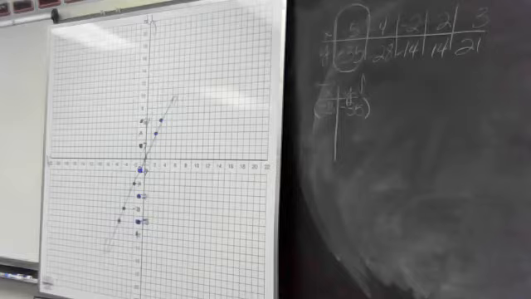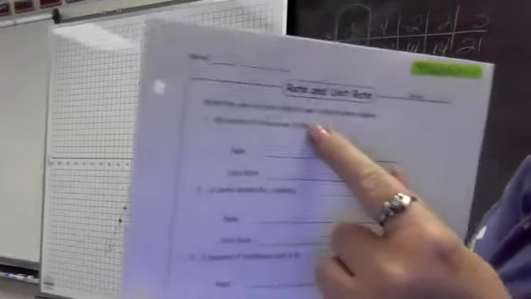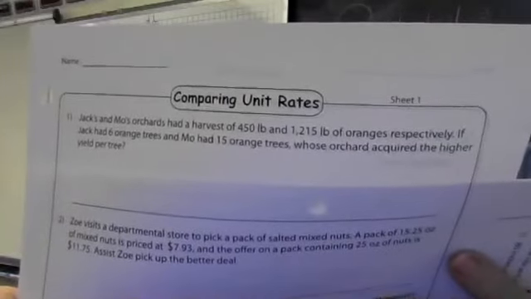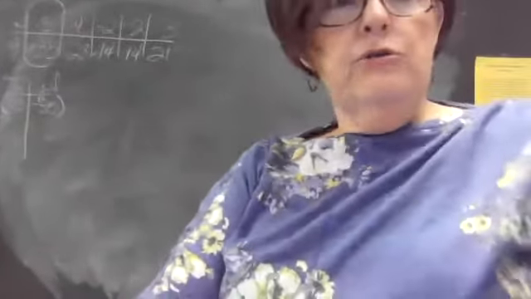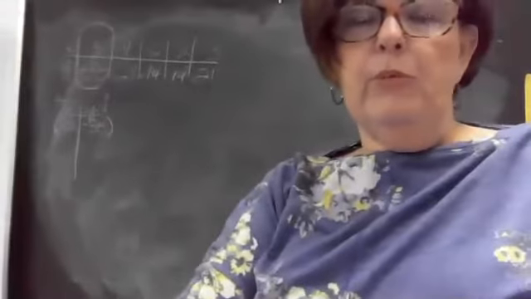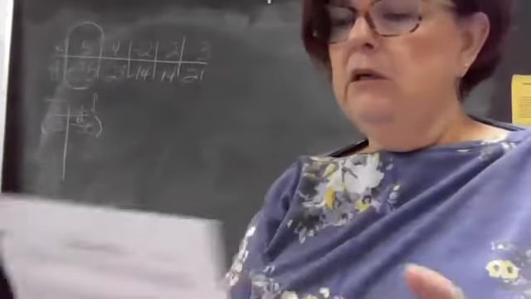Let's go to the next one that I wanted to talk about. This is in your packet that starts rate and unit rate right here. But it is this page. If you numbered it, it's page 5, comparing unit rates. Now, if you followed what I told you before, you're going to use the numbers they give you and set up a proportion. You are going to set up a proportion, excuse me.